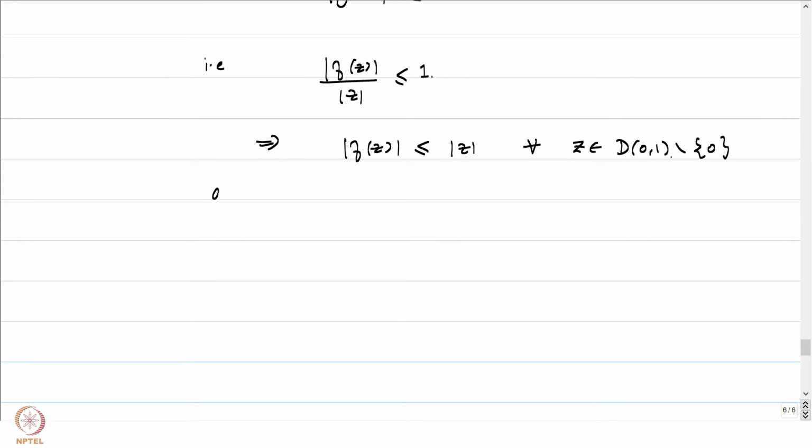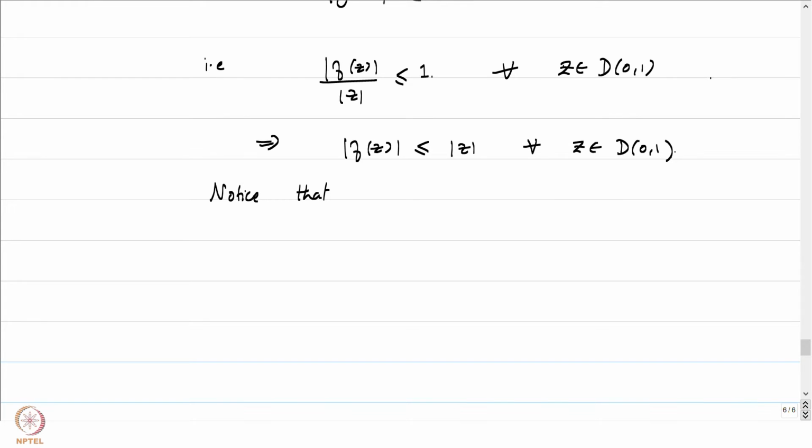What is going to be g(0)? Notice that this holds for all z in D(0,1) minus 0, right? This is precisely what it says. Anyway, for 0 also we know that f(0) is equal to 0, so there is nothing to check, maybe I shouldn't unnecessarily add these restrictions here, but we still have something else to prove.